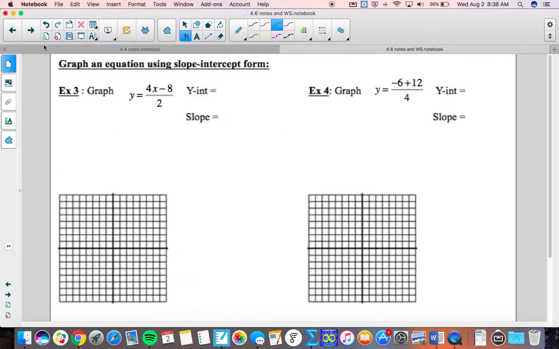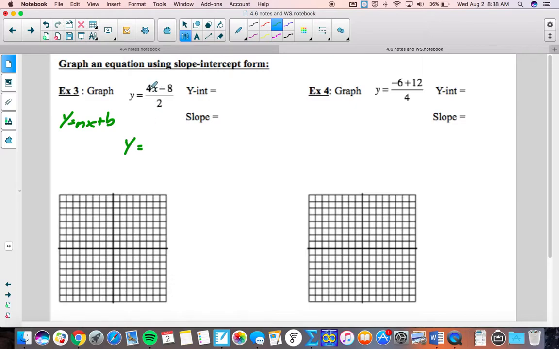Here's a couple fun ones. This is a little bit different than slope-intercept form, right? Like you might be thinking, well, the y-intercept is -8. Well, no, it's -8 divided by 2. And you might be thinking the slope is 4. Well, it's 4 divided by 2. So we needed to simplify this into slope-intercept form.